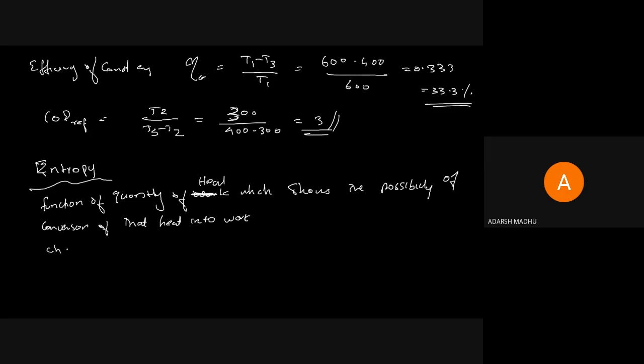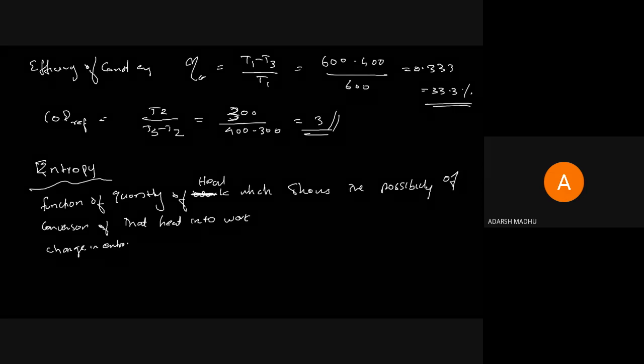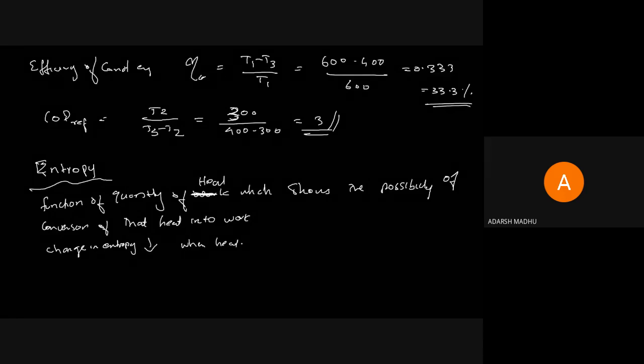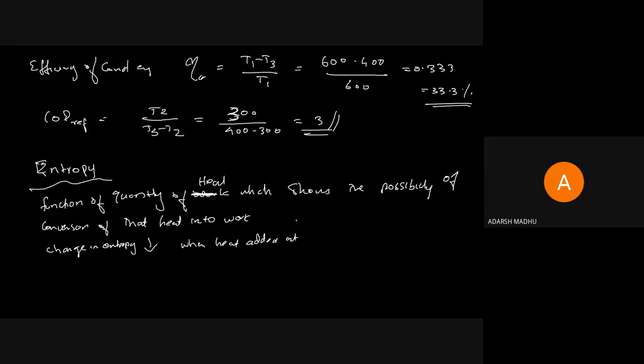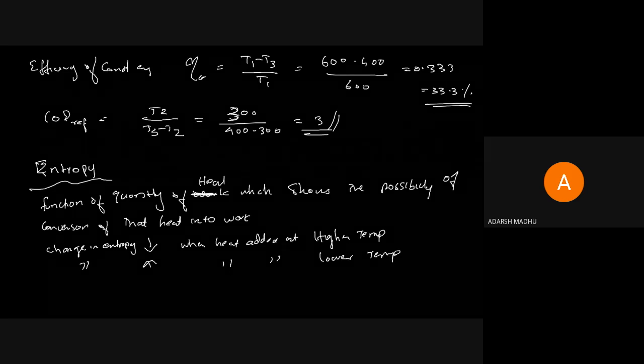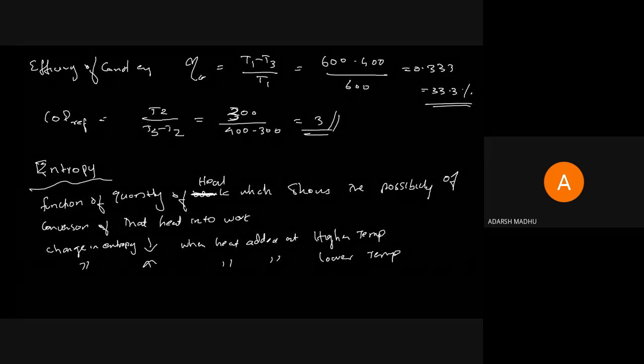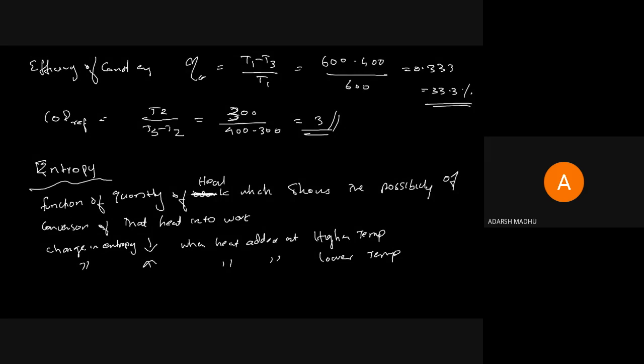Change in entropy is lower when heat is added at higher temperature, and the same value is higher when heat is added at a lower temperature. So for maximum entropy, there is a minimum availability for conversion into work. And minimum entropy value means the maximum conversion into work. Okay, that is the term called entropy.